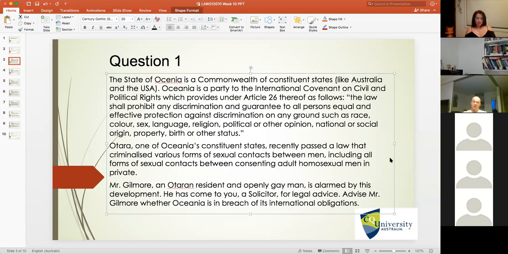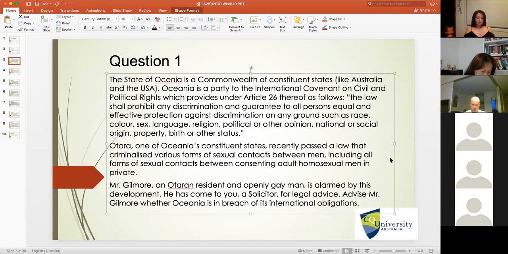Very good. Yes, go on. Yeah, so that's what I don't really get by this question, because it says Oceania is in breach of its international obligations. Obviously, being a party to the treaty, they have not just become a signatory of it, but they've either acceded to it or ratified it. So that makes it part of their international obligation.